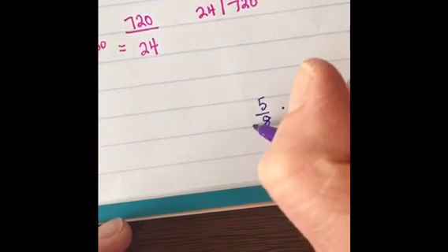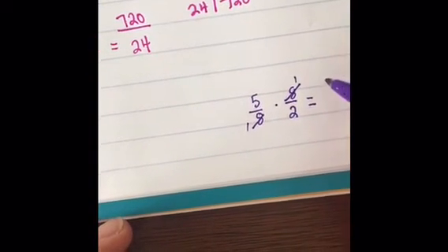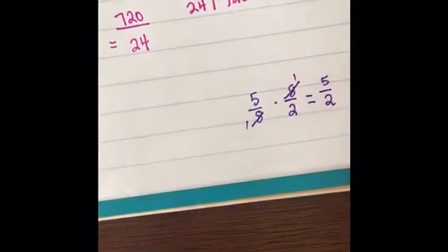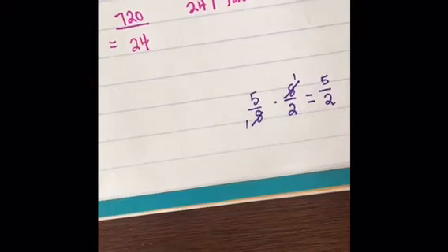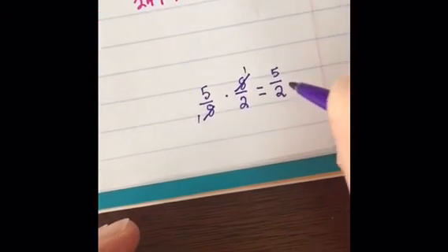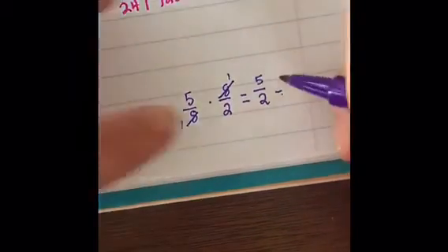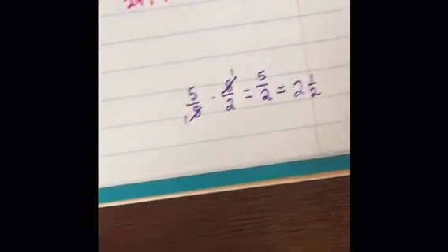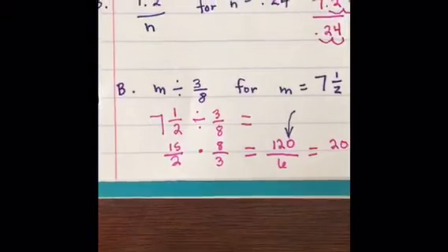an 8 on the bottom is just a 1 in both places, and my answer here is going to be 5/2, and I didn't have to reduce because I had already gotten rid of the things that made the numbers bigger. But I would then have to change this to a mixed number. 2 goes into 5, 2 times with 1/2 left over. Okay, so let's come back here and look at the next step of canceling.